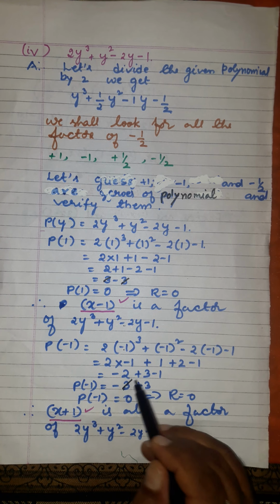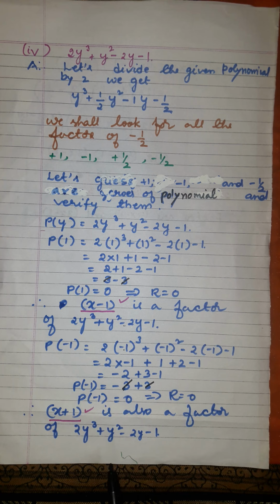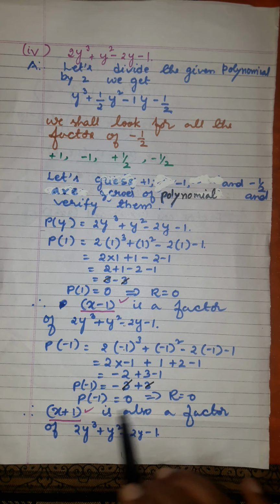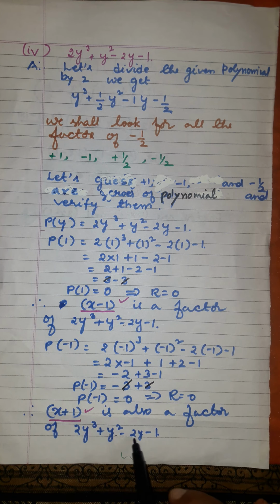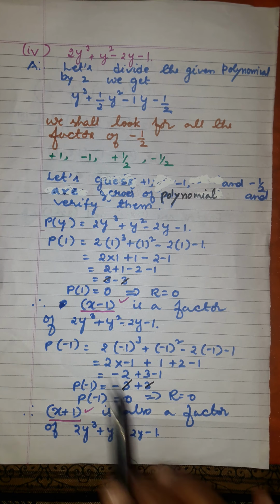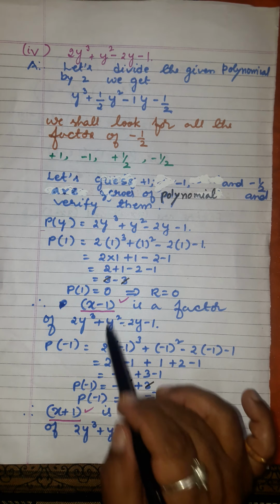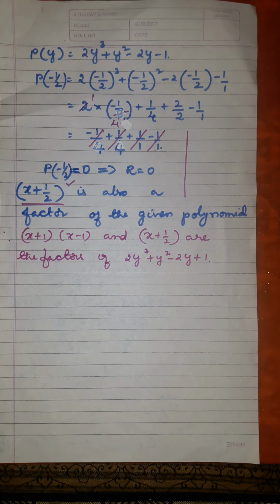Minus 3 and plus 3 get cancelled, so p of minus 1 is equal to 0, which implies the remainder is equal to 0. So p of minus 1 is equal to 0 means, by factor theorem, x plus 1 is also a factor of 2y cube plus y square minus 2y minus 1. Since this is a cubic polynomial, it will have 3 factors. We have found out 2 factors. Let us find the third factor.